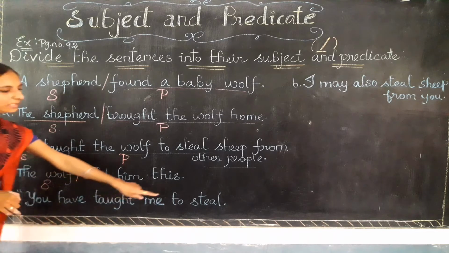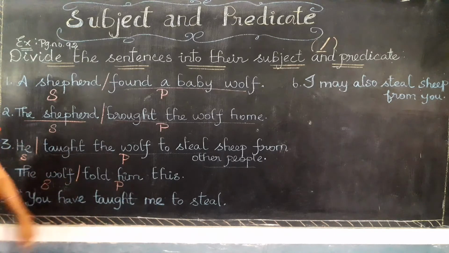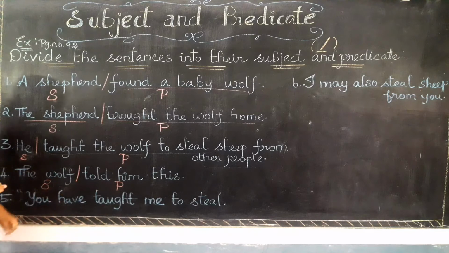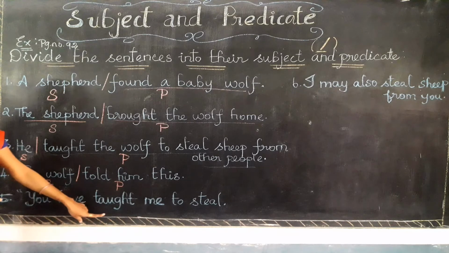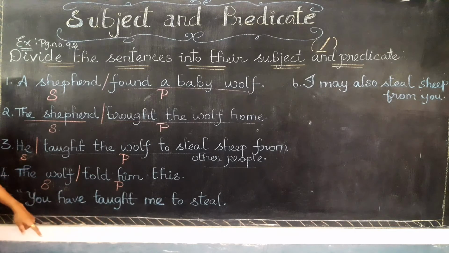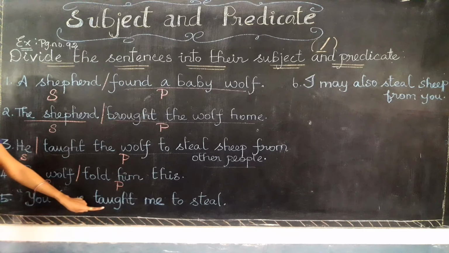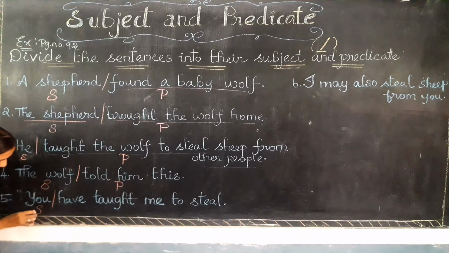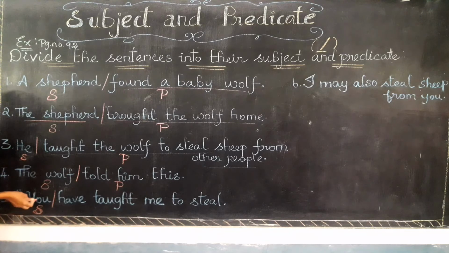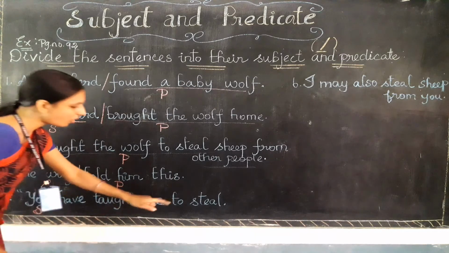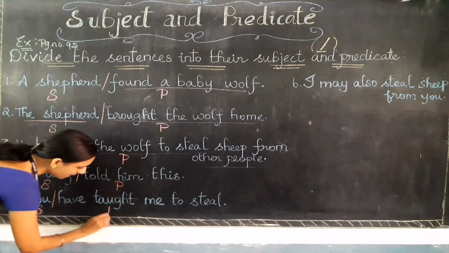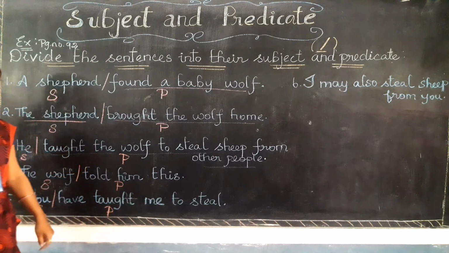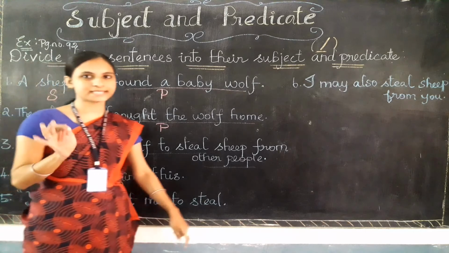You have taught me to steal. Here the verb is have taught. Okay, have taught. Have is the helping verb. Have taught is the verb. So the question will be, who have taught me to steal? The subject is you only. So I am going to put S, which stands for subject. Here you is the subject, and all other words from the verb will be the predicate. Clear? So I hope you are getting the answer in your mind.